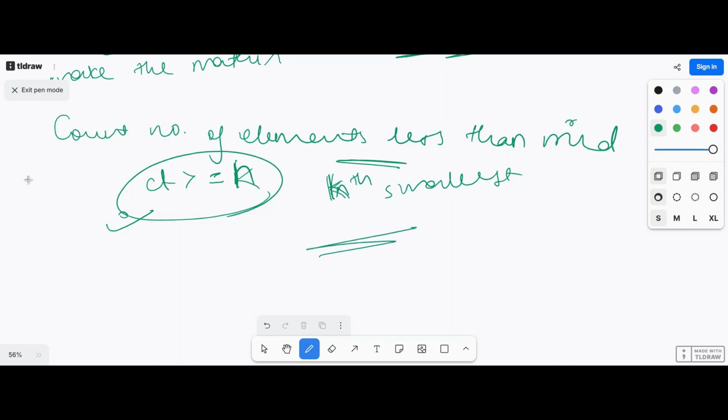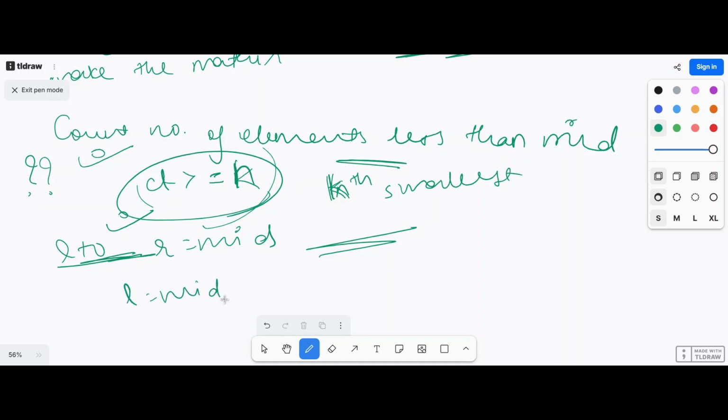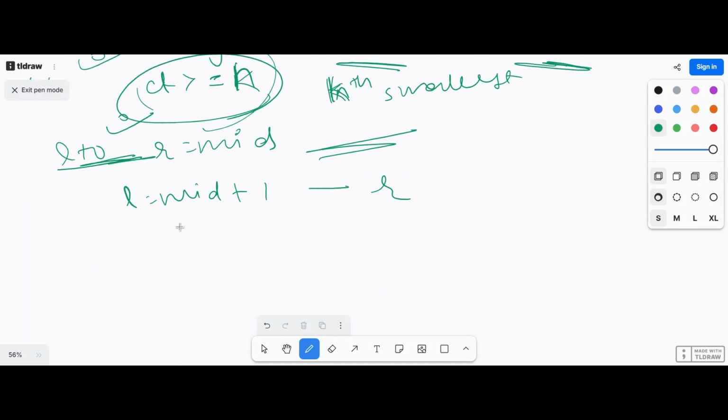Now the question lies here, the binary search part. You know what you have to do. If you find this condition true, then r is equal to mid, so you will check from L to mid. Otherwise, you will set L as mid plus 1, so you will check from mid plus 1 to r. You know this condition now. So the question arises: how do we count the number of elements less than mid? How will we do that?